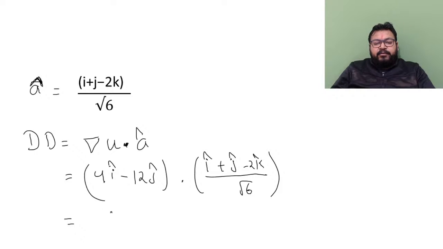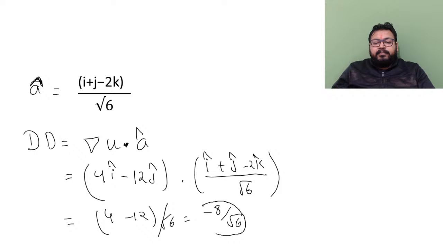So I dot I, 4 into 1 is 4. J dot j, minus 12 into 1, minus 12. K is not there, so 0, divided by root 6. So 4 minus 12 is what? Minus 8. Minus 8 by root 6. So that is your answer. Minus 8 by root 6.